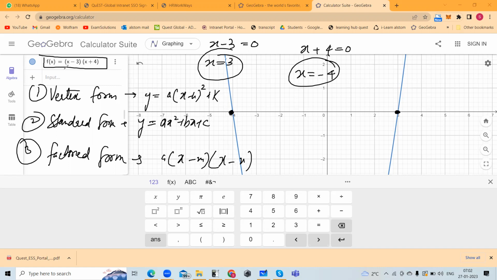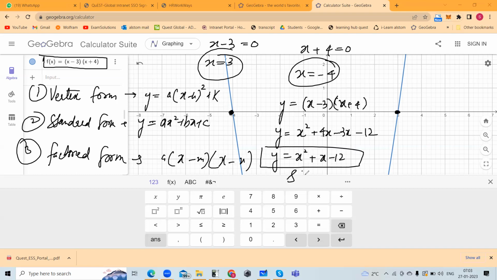Okay. So this is also the representation of the parabola: y equals x minus 3 times x plus 4. Now, can you solve it? You'll get the standard form. That equals y equals x squared plus 4x plus -3x plus -12. So it'll be y equals x squared plus x minus 12. Correct. So this is the standard form.